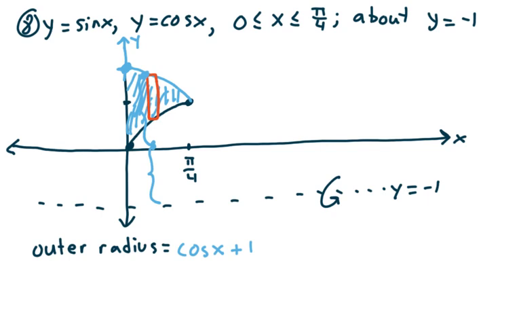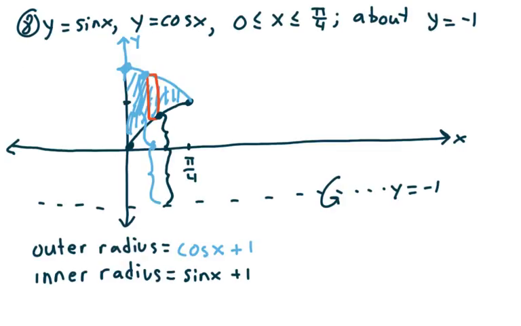Now, let's do the inner radius. If I look at the distance from the bottom function here to the x-axis, that's sine of x. And then the distance from sine of x to the line y equals -1 is 1. And so the inner radius will be sine of x plus 1. So I'm thinking about these in terms of distances.